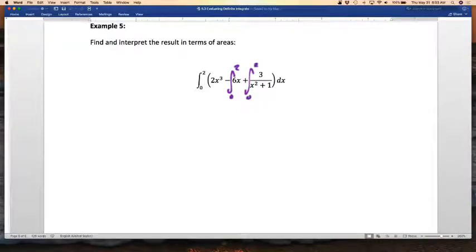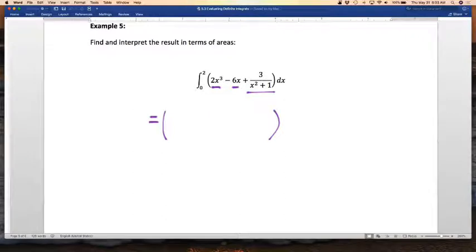I think that very quickly you become used to just taking the integral as a whole. You don't need to make the step of breaking everything up. You just realize that we take the antiderivative of 2x cubed, and then 6x, and then 3 over x squared plus 1, and it all just kind of comes together neatly. So the first thing we want to do is find that antiderivative.